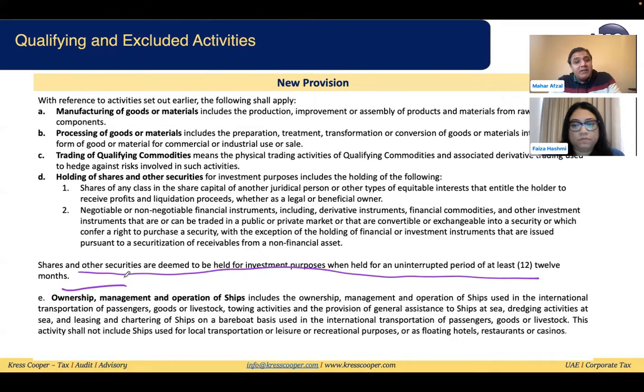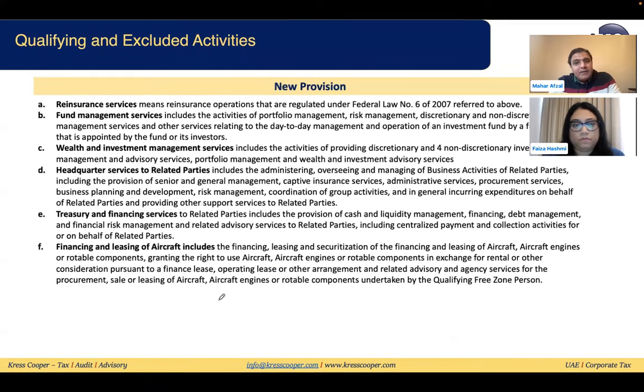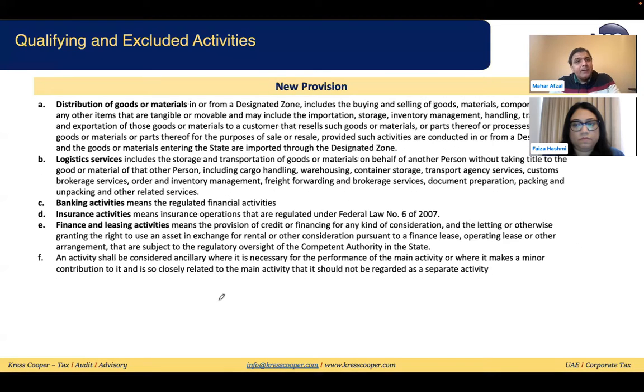Then different ownership, management, operation of ships, there is no change as such. This is the same as that given in the public consultation paper. Reinsurance services same, fund management services are same, wealth and investment management services are same, headquarters service same, treasury, financing, aircraft, everything is same as per the public consultation paper. So I'm not going through all the descriptions in detail.